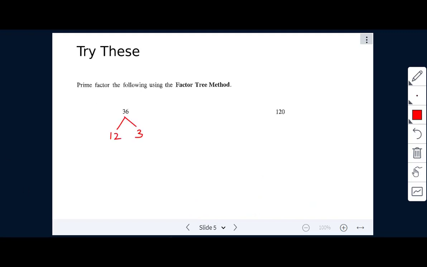All right, so two factors that go into 36. We could have used 6 and 6. We could have used 18 times 2. We can use 12 and 3 as well.